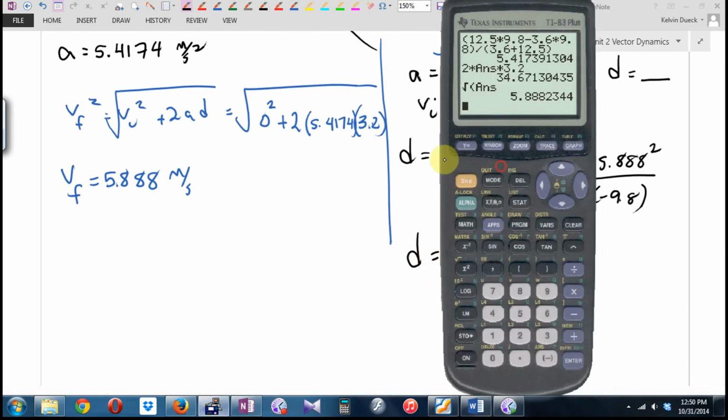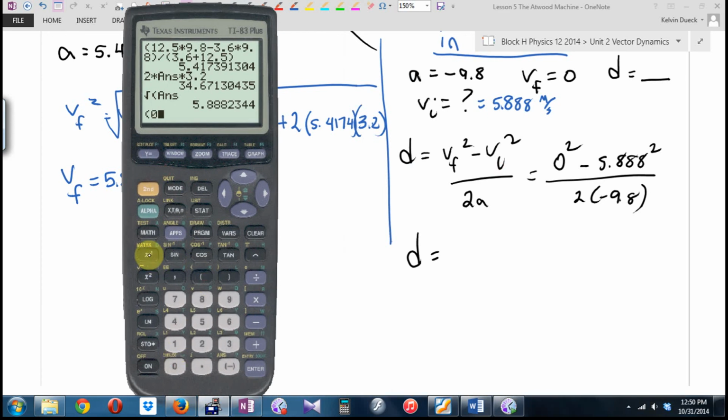It's going to be 0 squared minus answer button squared, divided by bracket 2 times negative 9.8. I'm using my answer button. It's going to travel 1.77 meters.